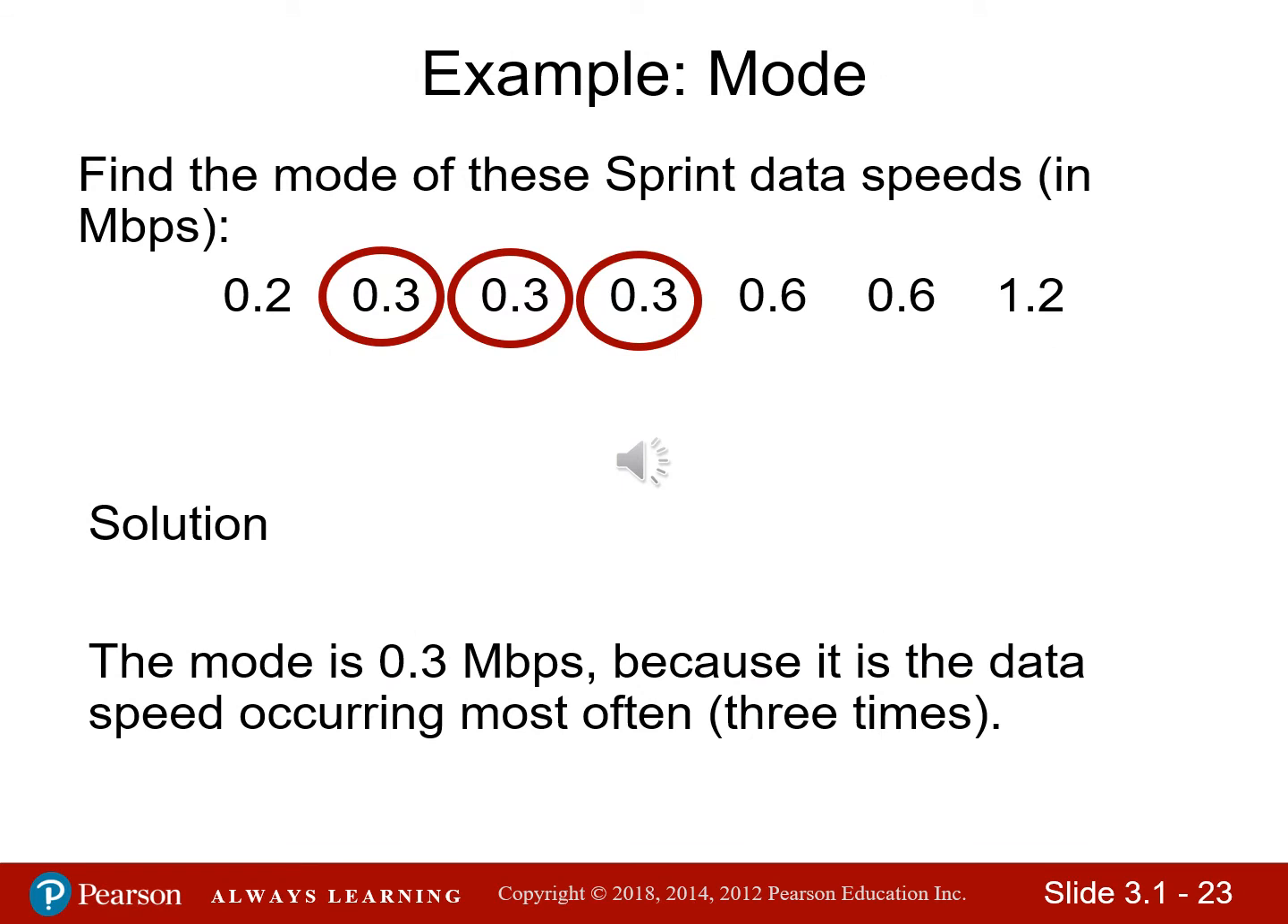Let's find the mode of these Sprint data speed values. Our data set has a speed of 0.2, another 0.3, another 0.3, another 0.3, a 0.6, another 0.6, and finally a 1.2 megabits per second speed. As you can see, the value of 0.3 is the most frequently occurring value, so the mode of this data set would be 0.3 megabits per second.